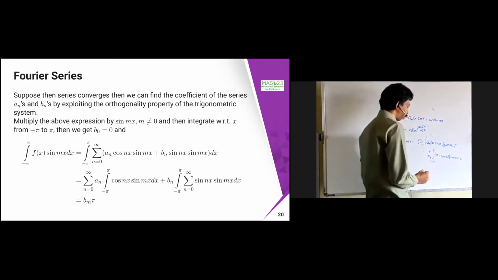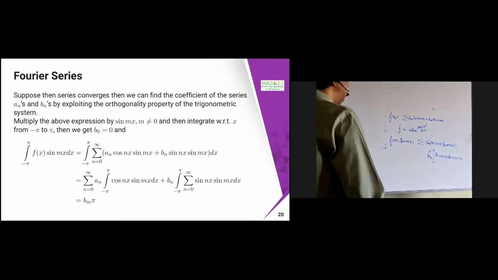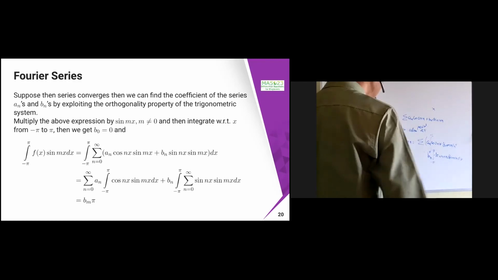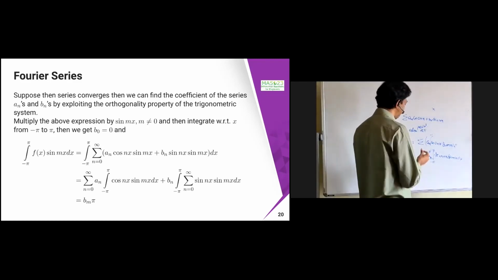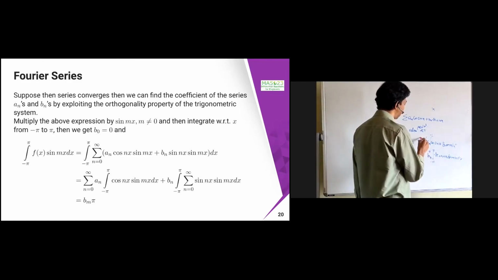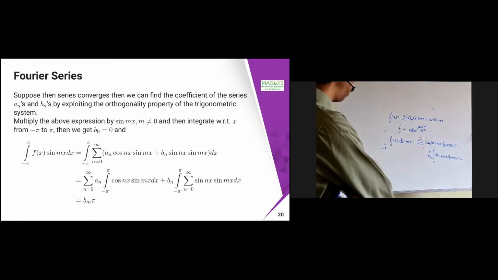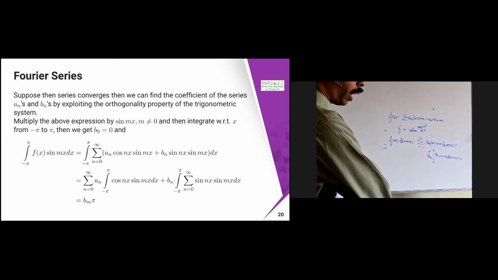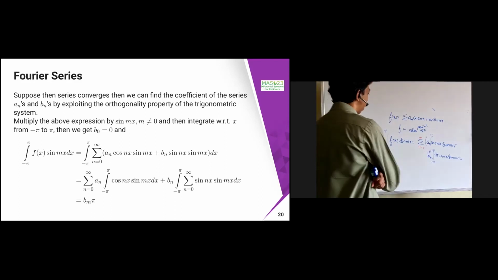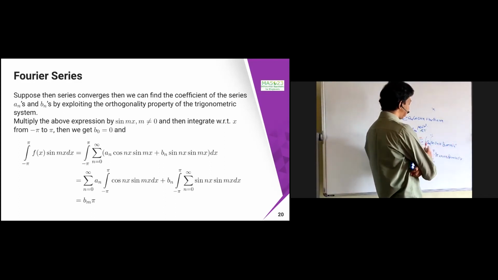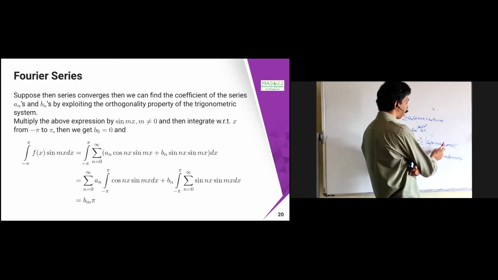So in this case, you can see when this is going to exist; the summation is n equal to 0 to infinity. I have to see when this is going to be true and when it is not. If I multiply by sin mx, cos nx with n not equal to m becomes 0. Even if n equals m, it becomes 0, because sin is an odd function and cos is an even function.